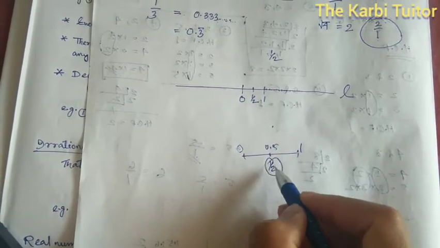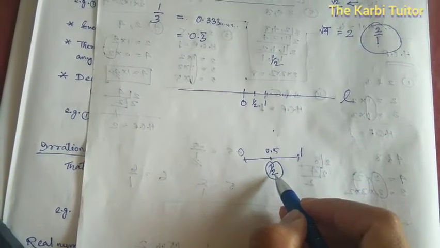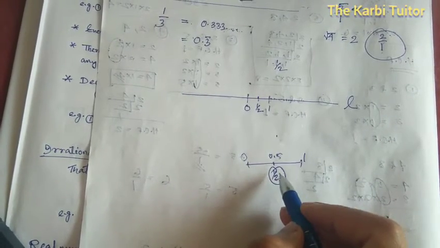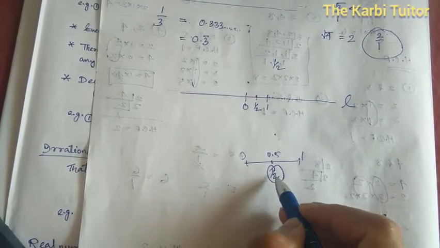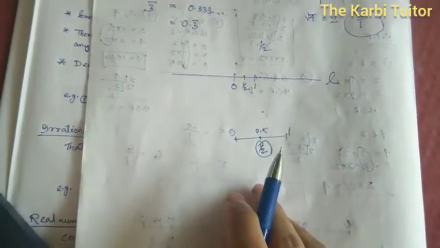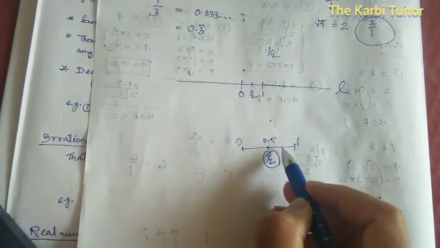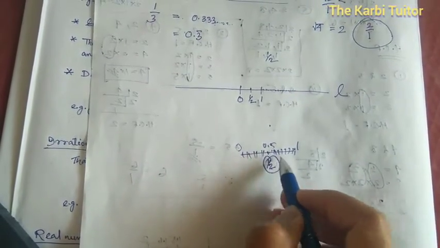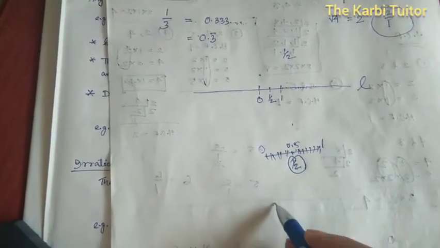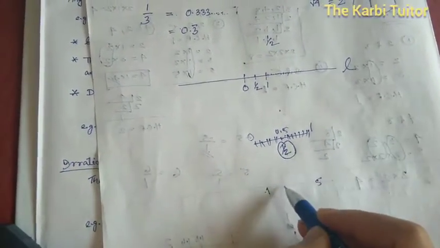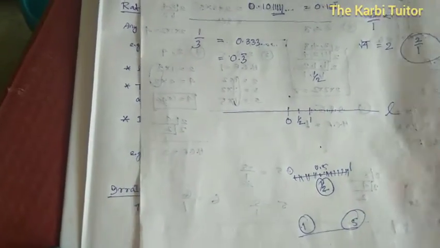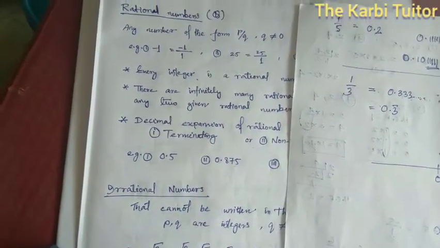1 by 2 is a rational number because it is in the form p by q with q not equal to 0. So 1 upon 2 divided gives 0.5. There are infinitely many rational numbers between any two numbers, for example 1, 10, 5. These are rational numbers, not irrational numbers.